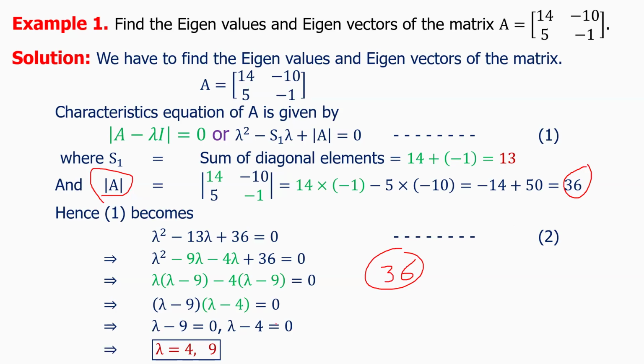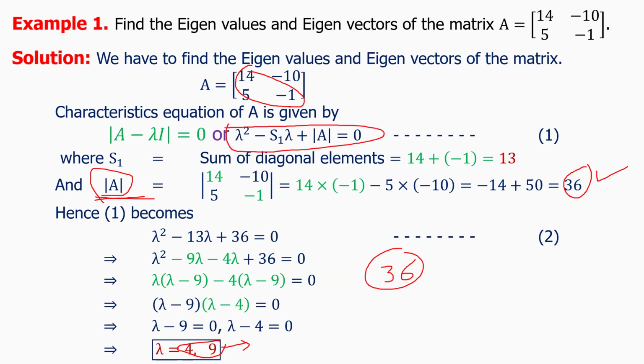How to check it? For this purpose, we use property number 1: the sum of diagonal elements is equal to the sum of eigenvalues. And the second thing is that the determinant of the given matrix is equal to the multiplication of the eigenvalues. And that's why I am using the second method.